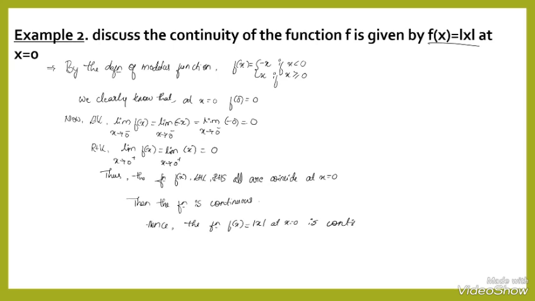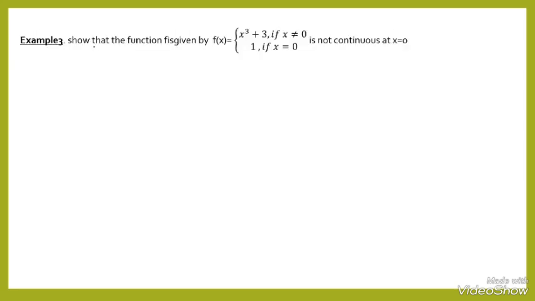Let's discuss the next example, that is example number 3. Show that the function given by f of x is equal to x cube plus 3 if x is not equal to 0, and 1 if x is 0, is not continuous at x is equal to 0. We have to show that the function is not continuous.